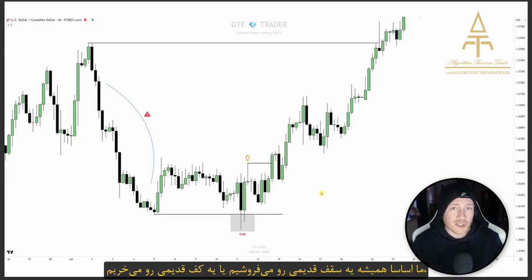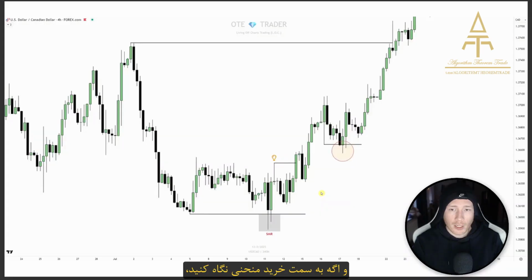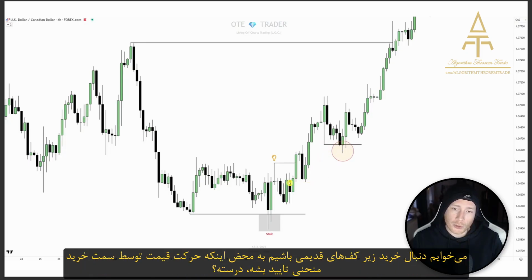We're essentially always selling an old high or buying an old low. If that doesn't occur, we don't get into a trade. Simple as that. And if you look at the buy side of the curve, we actually have a continuation purge over here. So if you use my model, we want to look for buys below old lows once price action is confirmed buy side of the curve, right?